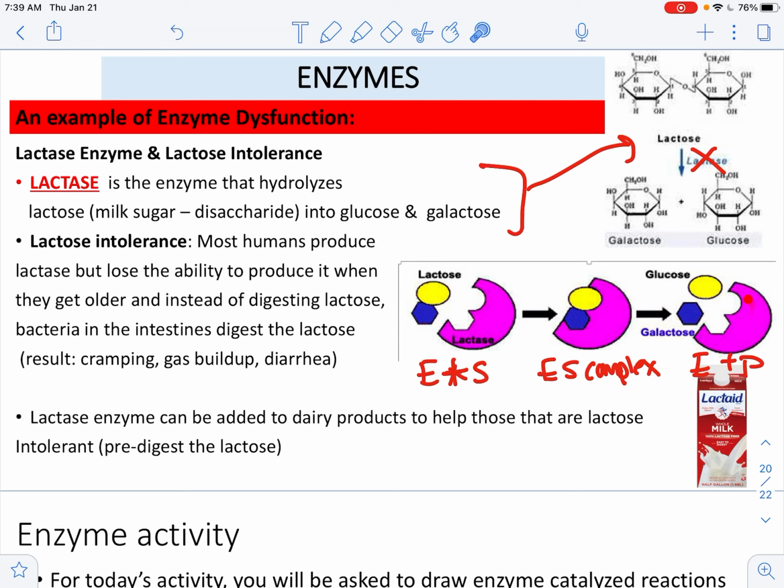So you can see my enzyme is still there, same shape, but it's spitting out the products. It broke lactose down into glucose and galactose. Okay, and so if you don't have that enzyme, you can't do that.